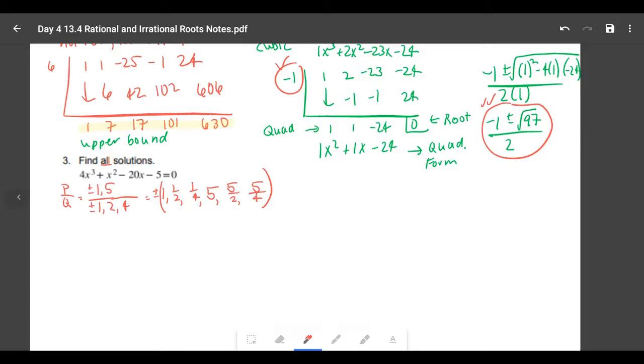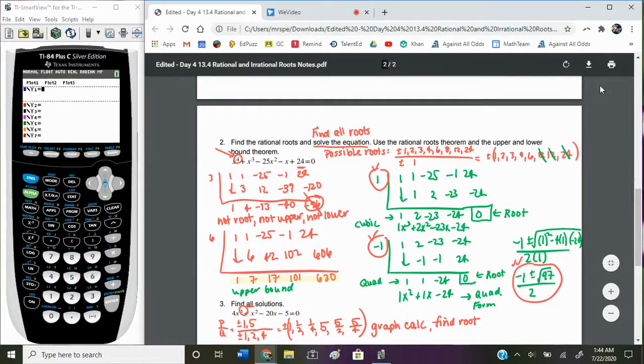All right, so I would suggest that we should graph this on the calculator and then find a root there. We're going to use our calculators to find the root instead of trying all the guessing and checking with the synthetic division and the upper bound, lower bound theorem. So we are going to graph.